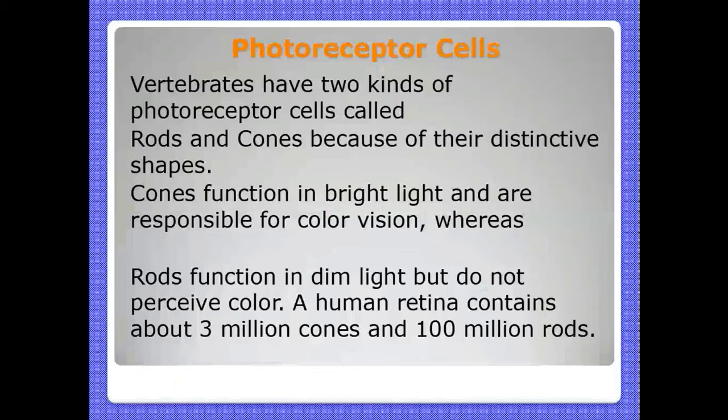A human retina contains about 3 million cone cells and 100 million rod cells. So naturally the number of rod cells is greater than the number of cone cells.